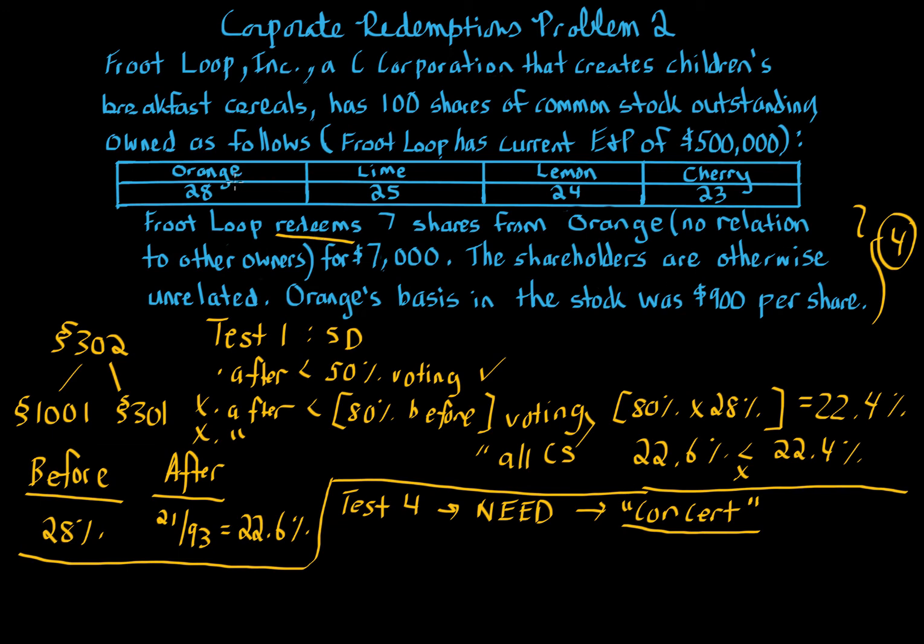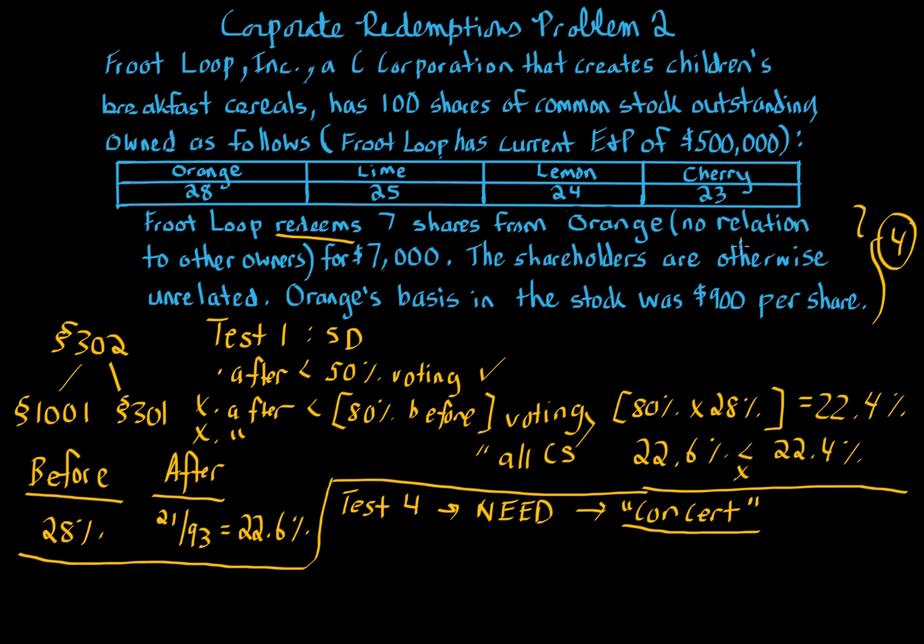Again, before the transaction, Orange has 28 out of 100, 28%. Lime has 25%, 25 out of 100. Lemon has 24 out of 100, 24%. And Cherry has 23 out of 100, 23%. Let's say there was a shareholder vote about an issue, could be the issue I mentioned earlier, like to cease the brick and mortar store. If Orange teams up with any person, Lime, Lemon, or Cherry, guess what those two people have?